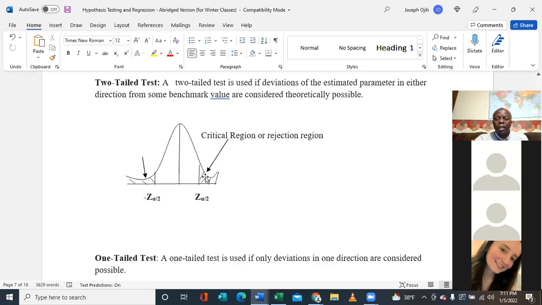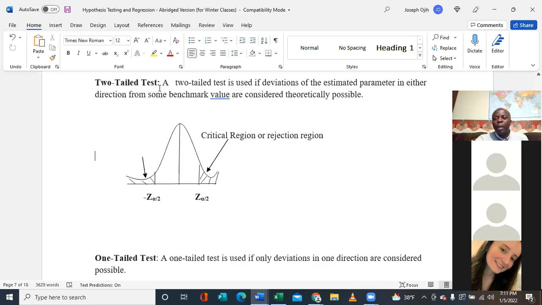So we call them the critical regions. This line here is for Z alpha over 2, and this line here is for negative Z alpha over 2. These lines are the critical values. If your answer falls on the critical value or any of the shaded parts, you reject. Now, because you have one on the left side and one on the right side, we call it a two-tailed test.